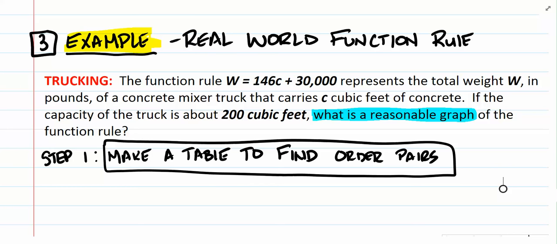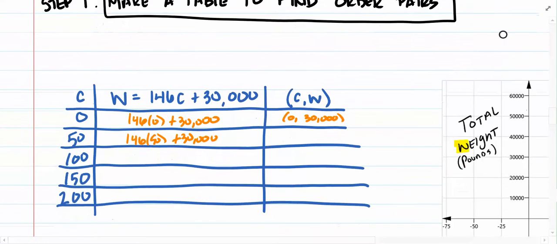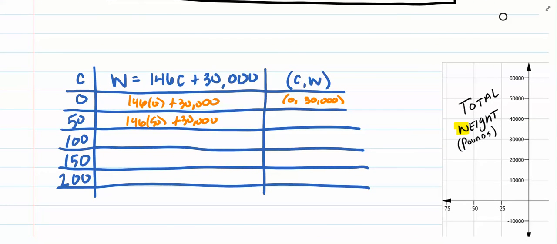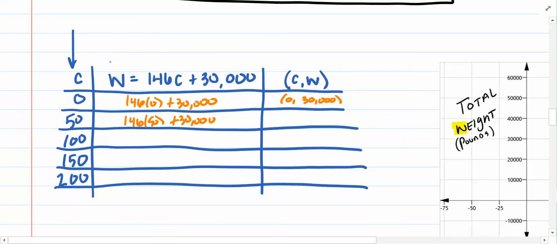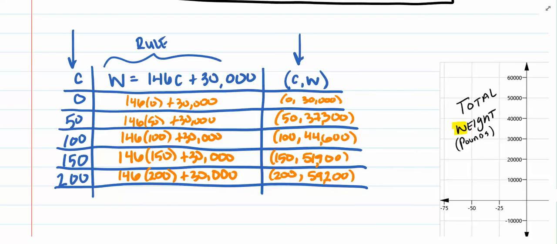Okay, so for step 1, we're going to make a table and find some ordered pairs. So here's the table that I have set up. I have C over here, and that stands for the variable cubic feet of concrete. We have W, the way that the function rule has been defined. And then we have ordered pairs over here, C comma W. Now I've plugged in a few of them. I plugged in 0 and 50, and I'm going to go ahead and fill in the rest of the table really quickly. Okay, I just used the table feature on my calculator to fill in the rest.